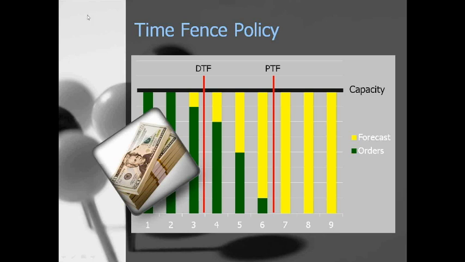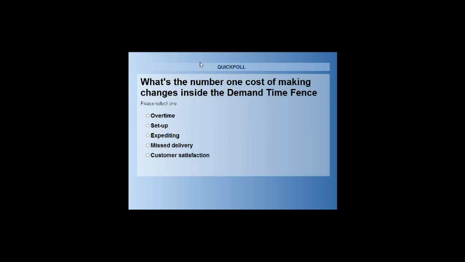So now I'm going to put the ball in your court, and we're going to do a little survey here. We make a change to our master production schedule inside the demand time fence. In your opinion, what is the #1 cost of making changes inside the demand time fence? You only get to pick one. I'm going to give you about 45 seconds to make your choices, and then we'll see what everybody has to say.